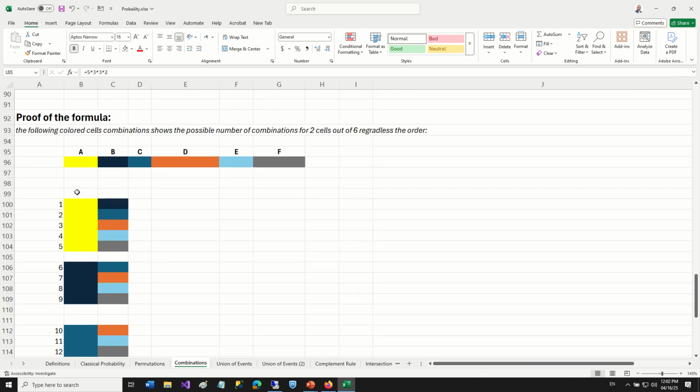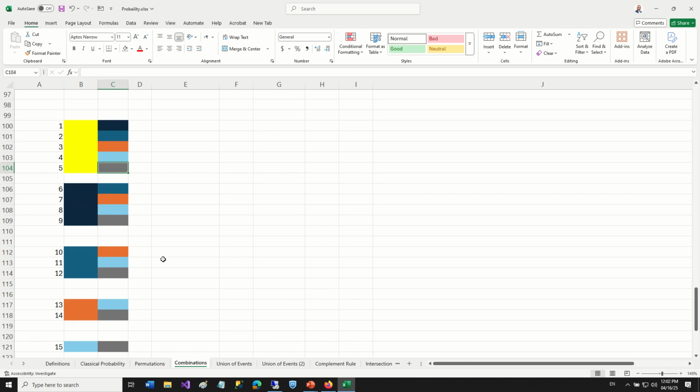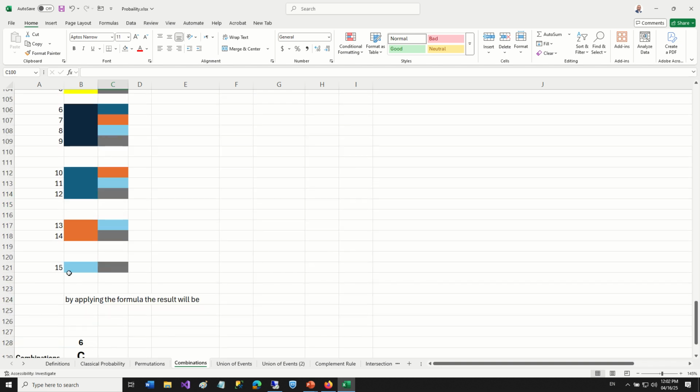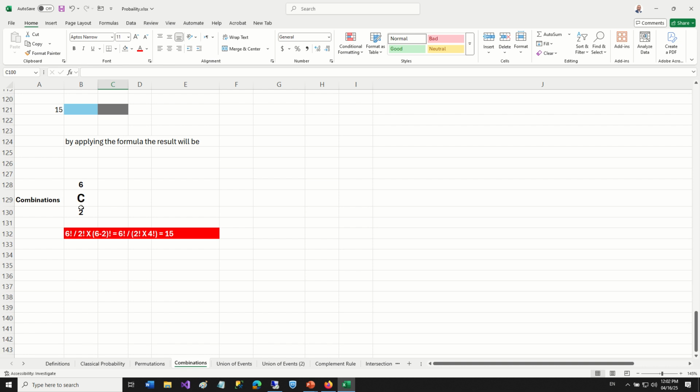If we want to prove this formula, we can look at these 6 colored cells. If we arrange these cells in a way that only makes a selection and doesn't repeat based on the arrangement or order, we will see that, for example, first and second, first and third, first and fourth, first and fifth, first and sixth, then we don't come back. For example, this yellow and the black, then we don't repeat it like black and yellow. So the number of possible selections here is 15. And when we apply the formula, that is 2 out of 6, we will also get 15.